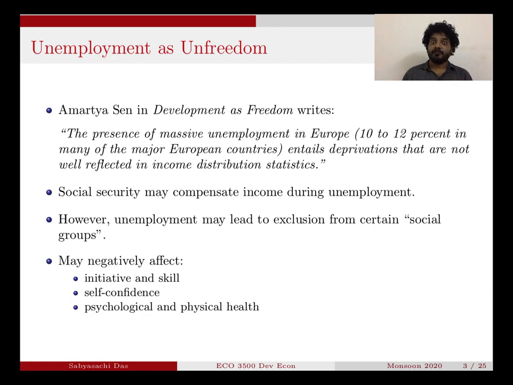It may affect your self-confidence to be able to not just get employed later, but also self-confidence has effects on how you interact with other individuals in society, and it can have deep psychological and physical negative effects.